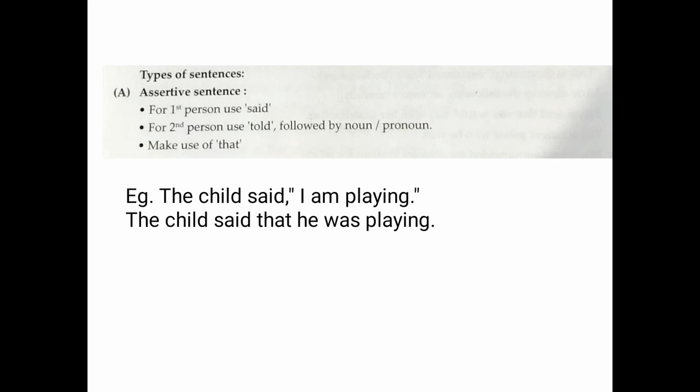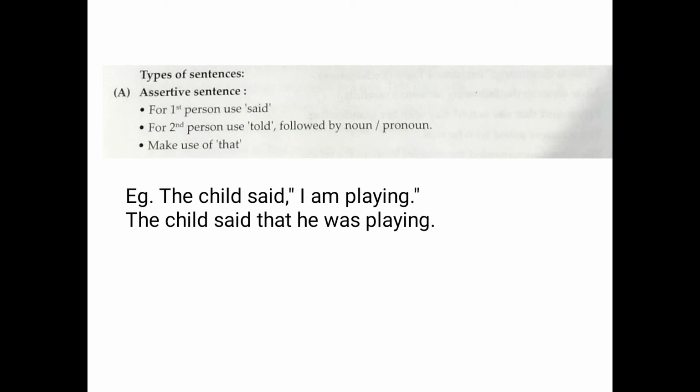So first is obviously the assertive sentence. In this sentence, for the first person we use said, and for the second person we use told, followed by a noun or pronoun. It means if 2 persons are talking with each other, we use told, and if only one person is talking, then we can use said.